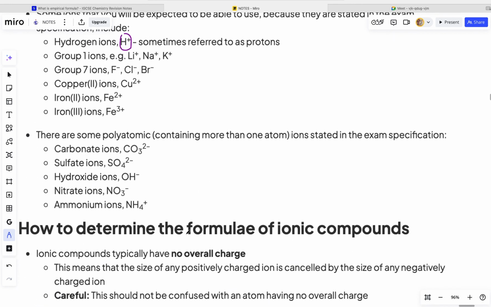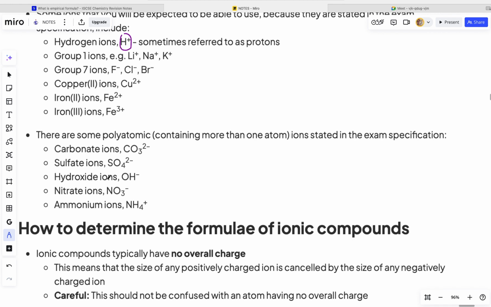Then these ones are for metals and non-metals. What about some polyatomic substances? Polyatomic means they have more than one atom or element forming that ion. A good example is carbonate. Carbonate is CO3 2-. You need to know this off heart. CO3 2-. Sulfate is SO4 2-.